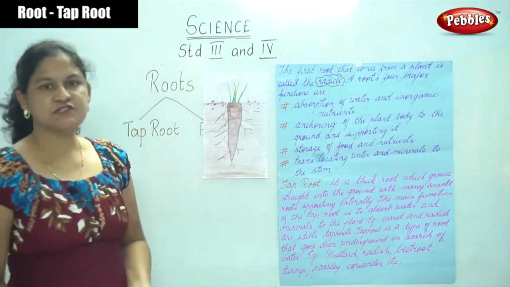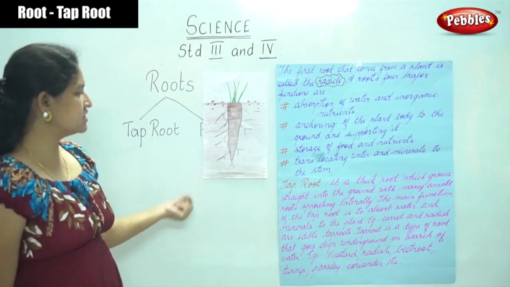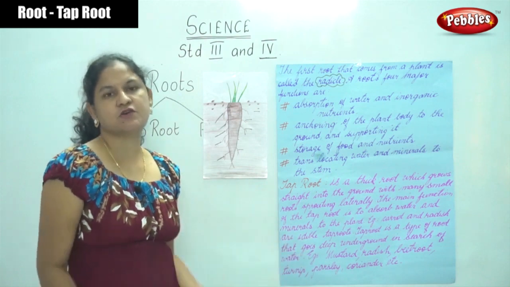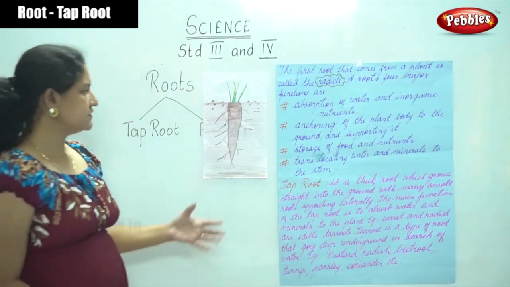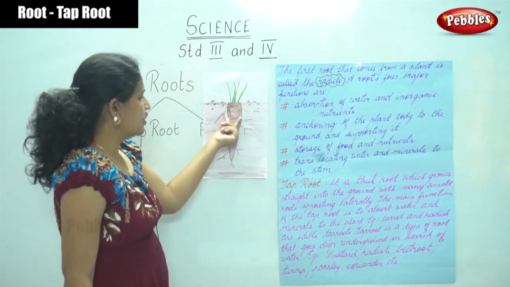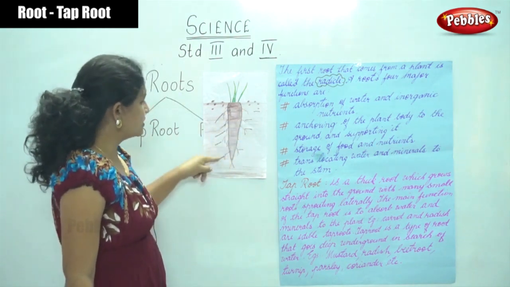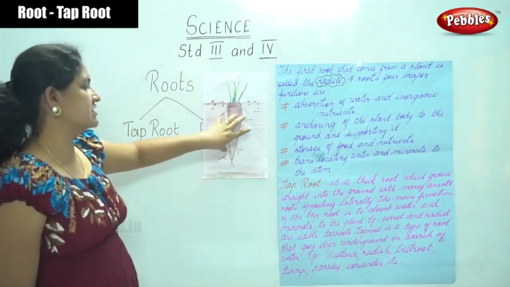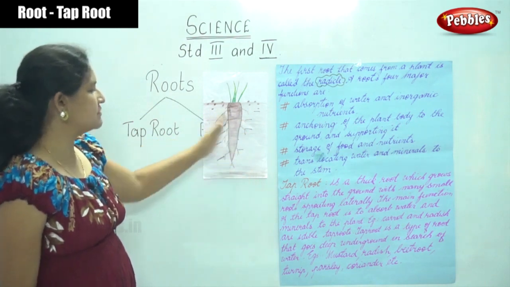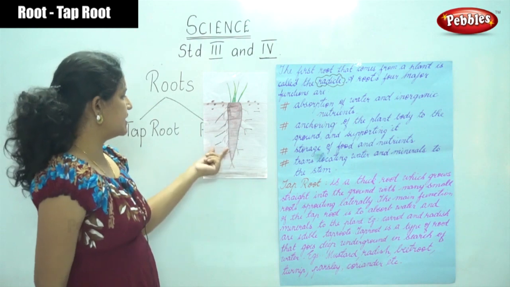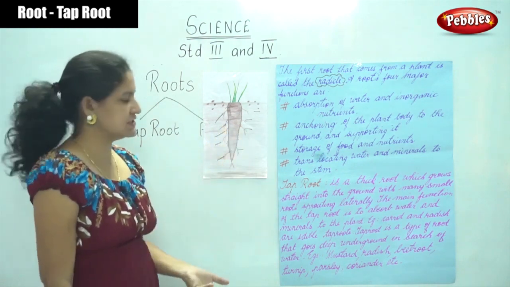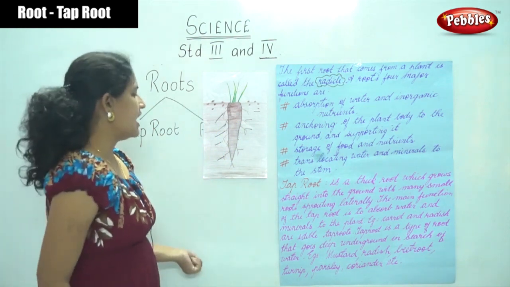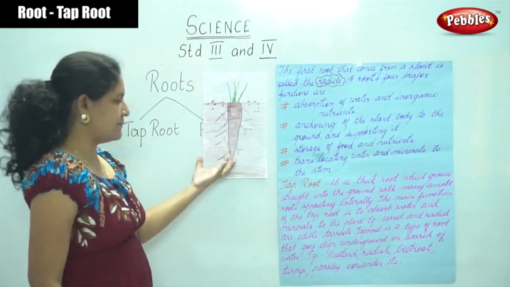Examples of taproots are mustard, radish, beetroot, turnip, parsley, coriander, etc. So these are all examples of taproots, and these are all edible taproots.